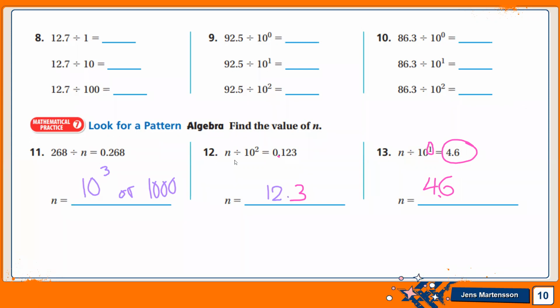Number 9. Okay, I have only one. This one here, it's 92.5, 9.25, 0.925. Here it will be 0.863. And this will be the best. Right.